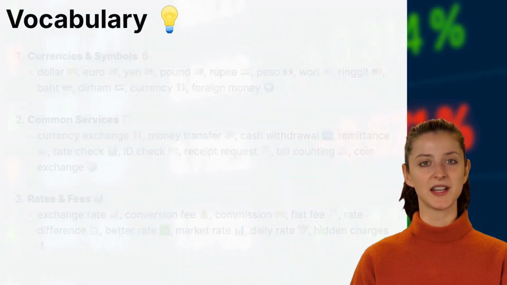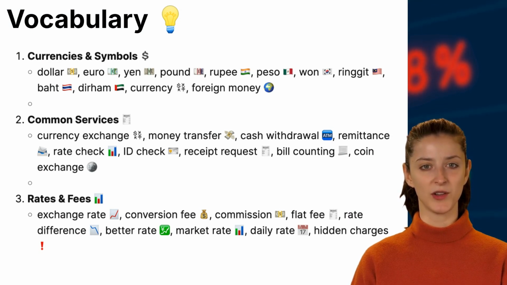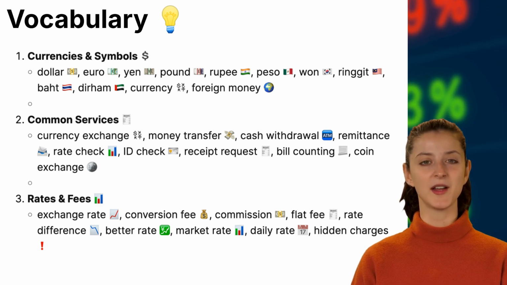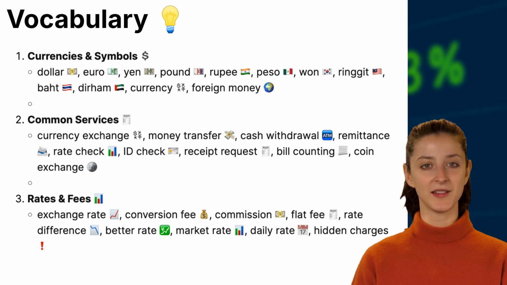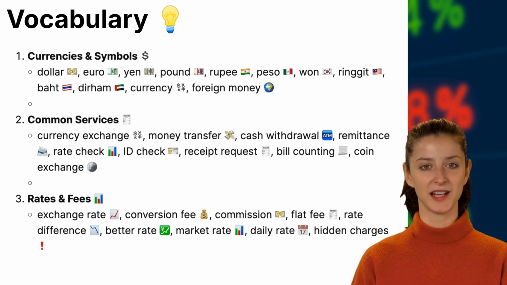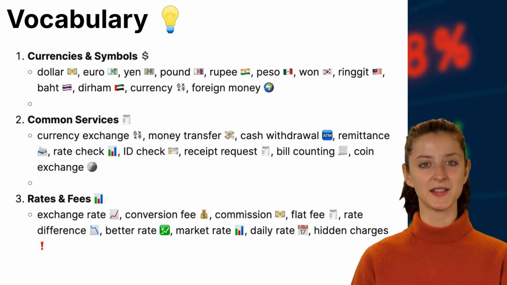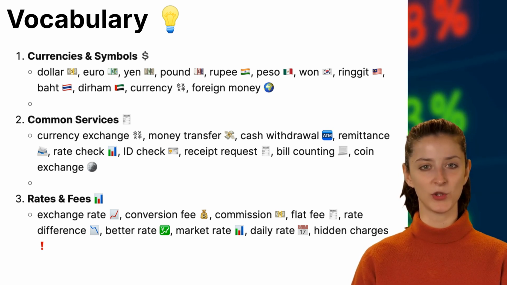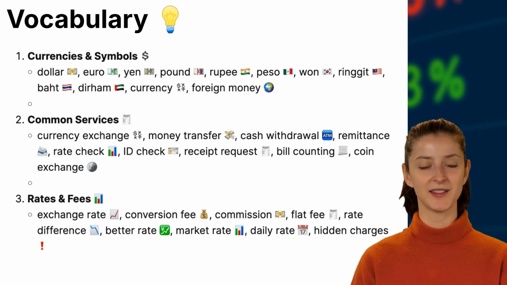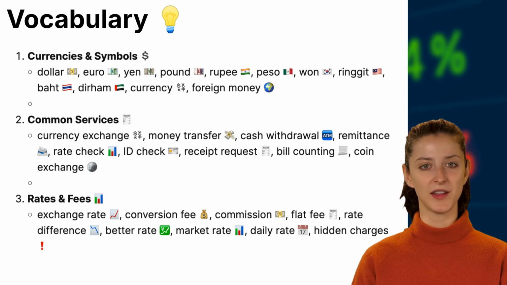Let's go over some essential vocabulary. 1. Currencies and symbols. Dollar, euro, yen, pound, rupee, peso, won, ringgit, baht, dirham. These are names of common currencies used around the world. Each has a unique symbol and value depending on the country. Currency, a general term for money used in a country. Foreign money refers to money from another country that is different from your local currency.